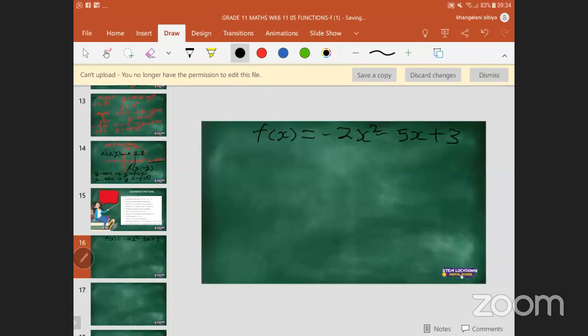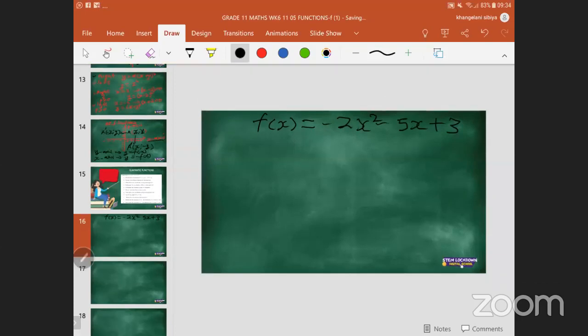Right. How to complete the square? Let's go back now to grade 11 work. If you complete the square, you have to make the point that the coefficient of x squared is 1, but in this case it is 2. So what is it that you have to do here? You have to take out negative 2 as a common factor. Then you divide everything by negative 2.